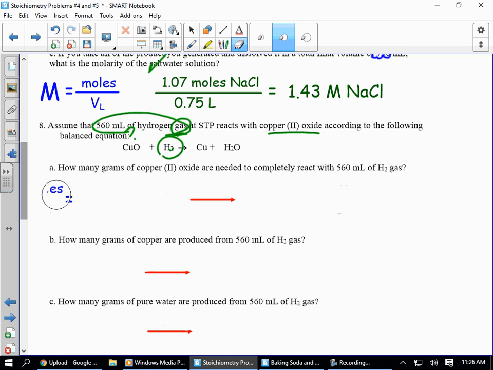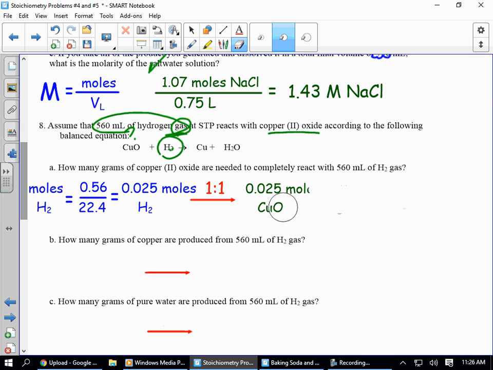So I have enough information about the gas to get it into moles, but be very careful. I cannot use 560. I have to use 0.56 because it needs to be in liters. Divided by 22.4, you get 0.025 moles of H2. All of these are going to be a 1-to-1 ratio, so that's how many moles of CuO I have. And then to get the mass of that, I'm going to multiply it by 80.